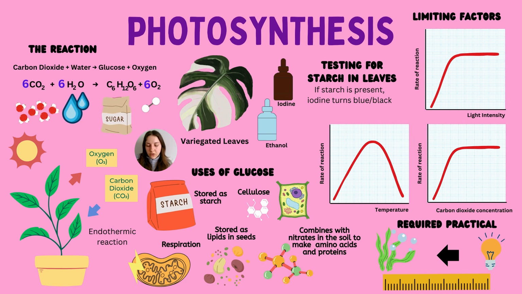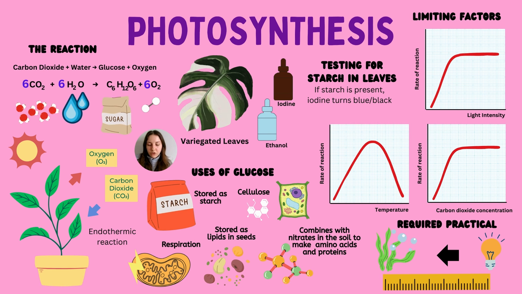In terms of the glucose that is produced in photosynthesis, you need to know the key examples of where glucose is used in a plant. The first one is it's stored as starch, and as I said, you can test for starch using iodine. Cellulose is also used for the cell walls, and this is a new way of chemically combining glucose to form that cellulose for cell walls, and this provides the cell with structural support. Glucose can also be stored as lipids in seeds and can be used directly for respiration. This releases lots of energy so the plant can grow. Also, glucose can combine with nitrates in the soil to make amino acids and proteins for growth and repair.